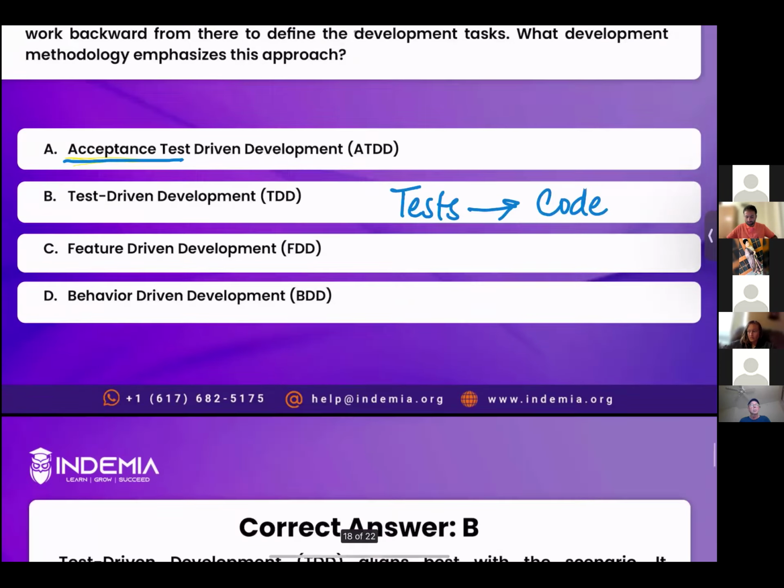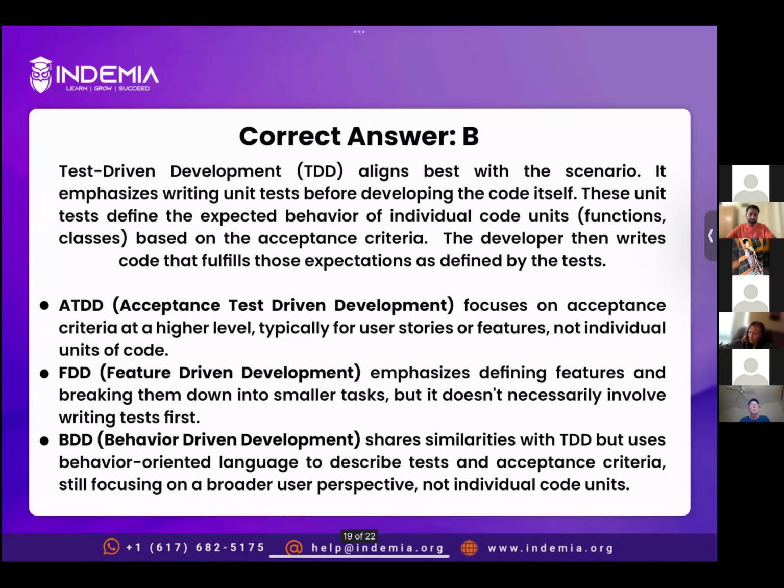Let's read the explanation. All right, so ATDD focuses on acceptance criteria at a higher level, typically for user stories or features, not individual units of code, right? I hope it is clear. Next question.